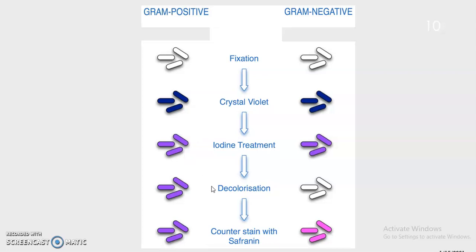On decolorization, in the case of gram-positive bacteria, they are not decolorized and they will remain in the same color. In the case of gram-negative bacteria, decolorization occurs. On application of counter stain, these decolorized gram-negative bacteria take the color of counter stain, and the gram-positive bacteria will remain in the violet color itself, or purple color itself.